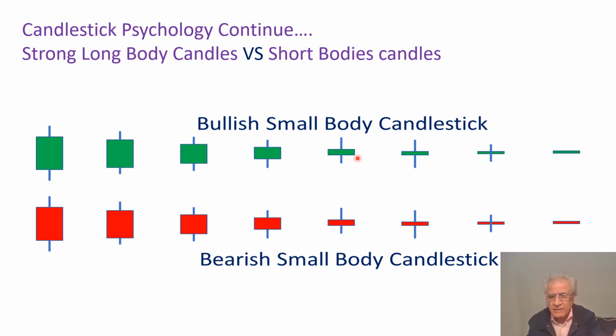So these are the characteristics of a very small body candle versus a long body candle. In a long body candle, we demonstrated what exactly a long body means: big momentum, going up or down in one direction, and so on. So these are the characteristics of the small body and the psychology of small body candles in price trend.